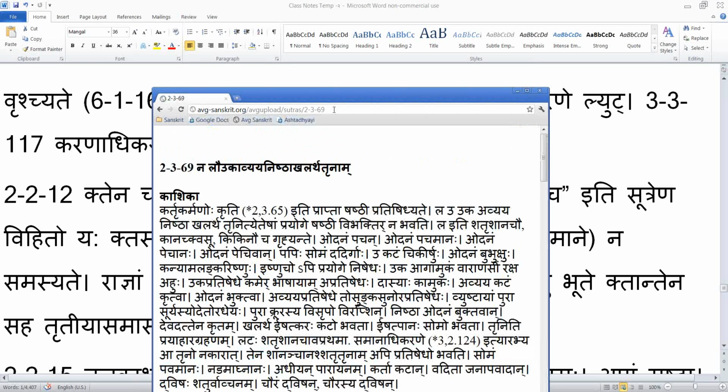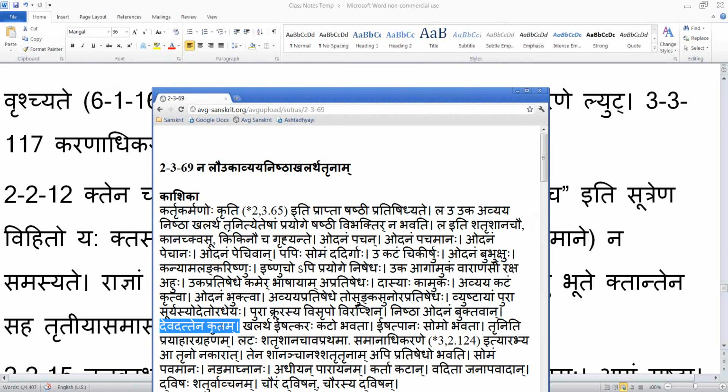What it says is that Kartrkarmanoho iti prapta shashti pratishidhyate. Pratishedhaha. Lauka avyaya nishtha khalarthatrnam iti eteshaam prayoge. When these are being used, shashti vibhaktir na bhavati. So it's Kartrkarmanoho which is coming, but the shashti will not take place. There he gives the example: odanam bhuktavan. Devadattena kritam. Devadatta is the Karta here. Devadattena Kritam.